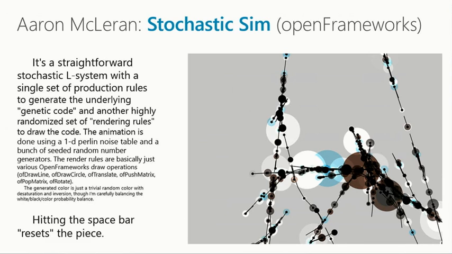It's a straightforward... This is wonderful, Erin. This guy's so smart. I feel really dumb, which is like most of the time, but I feel especially dumb. It's a straightforward stochastic L system with a single set of production rules to generate... I don't know what most of those words mean, but hitting the spacebar resets the piece. I understand that. That's where you get me back.